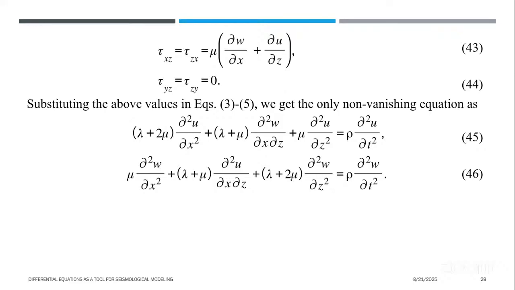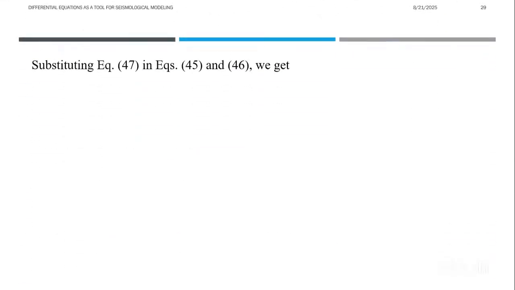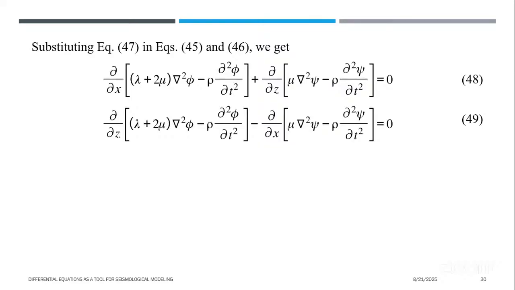This means that we can think of a Helmholtz decomposition in this case: a divergence-free part and a curl-free part. So if we assume U and W in the form of two potential functions, called wave functions phi and psi, we can decouple equations 45 and 46. How? If we substitute this 47 in 45 and 46, from 45 we will get 48, and from 46 we will get 49.